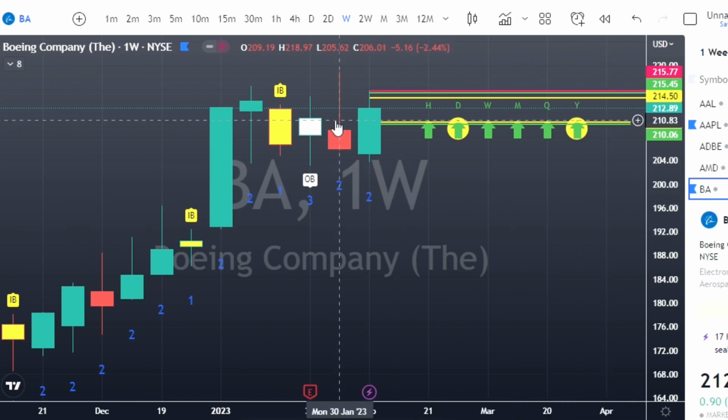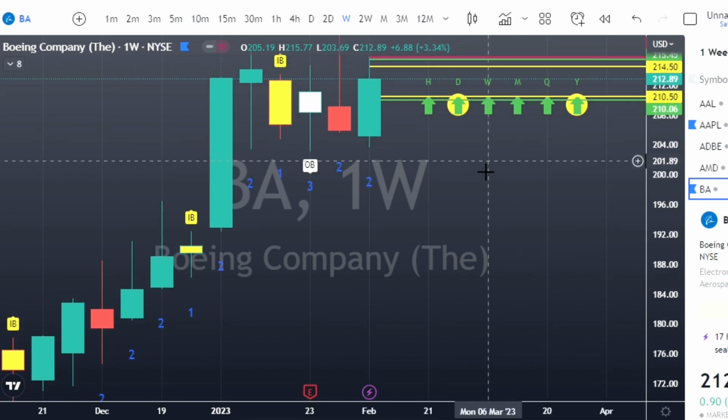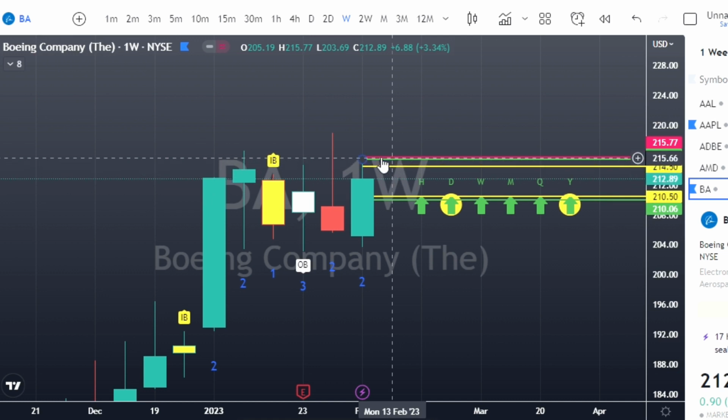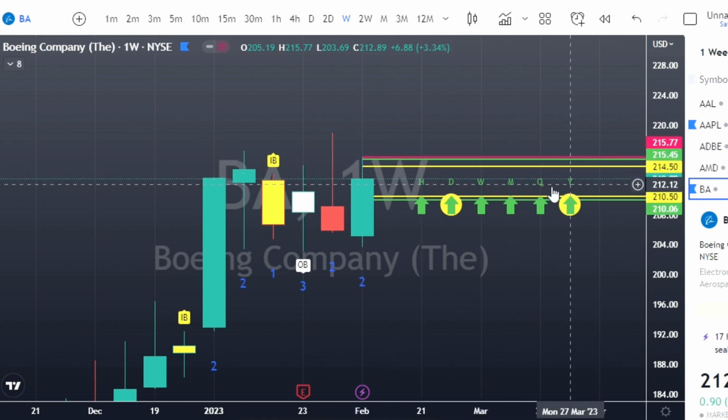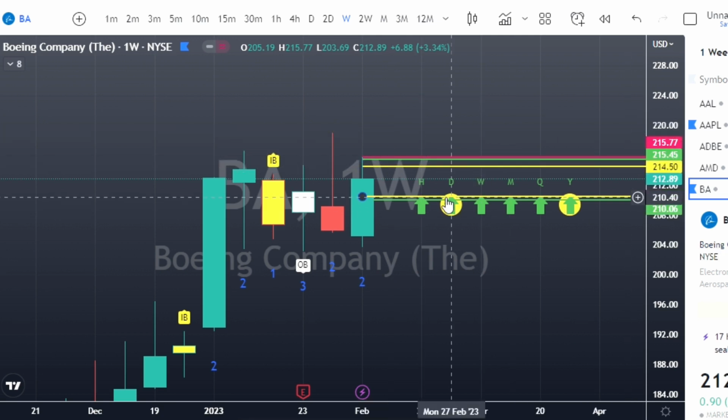We will move on to BA, that's Boeing. So Boeing has a 2 down that finished green. So we're going to look for this to trend back to the upside. That pink line right there, that is our trigger at 215.77. We have an inside bar on the daily. So if we trigger to the upside and break through that first target, we are likely breaking the trigger on the weekly as well. So that's on Boeing. We're going to look for a 2-2 reversal back to the upside.